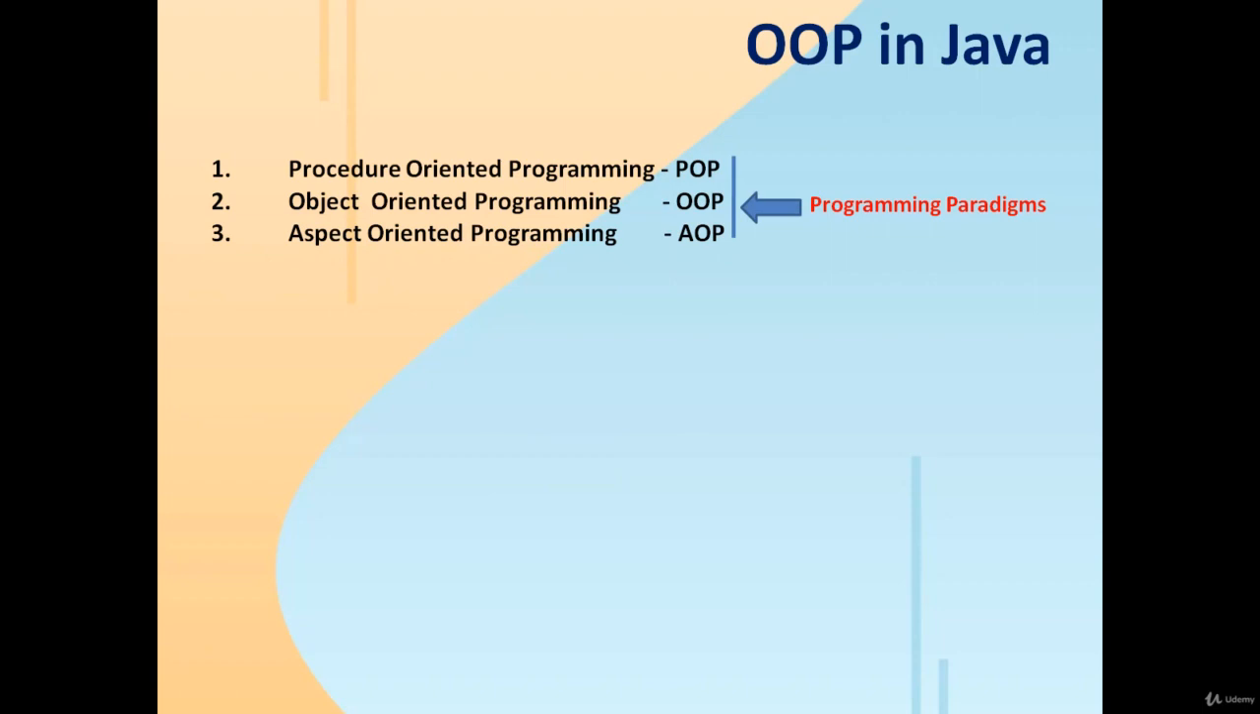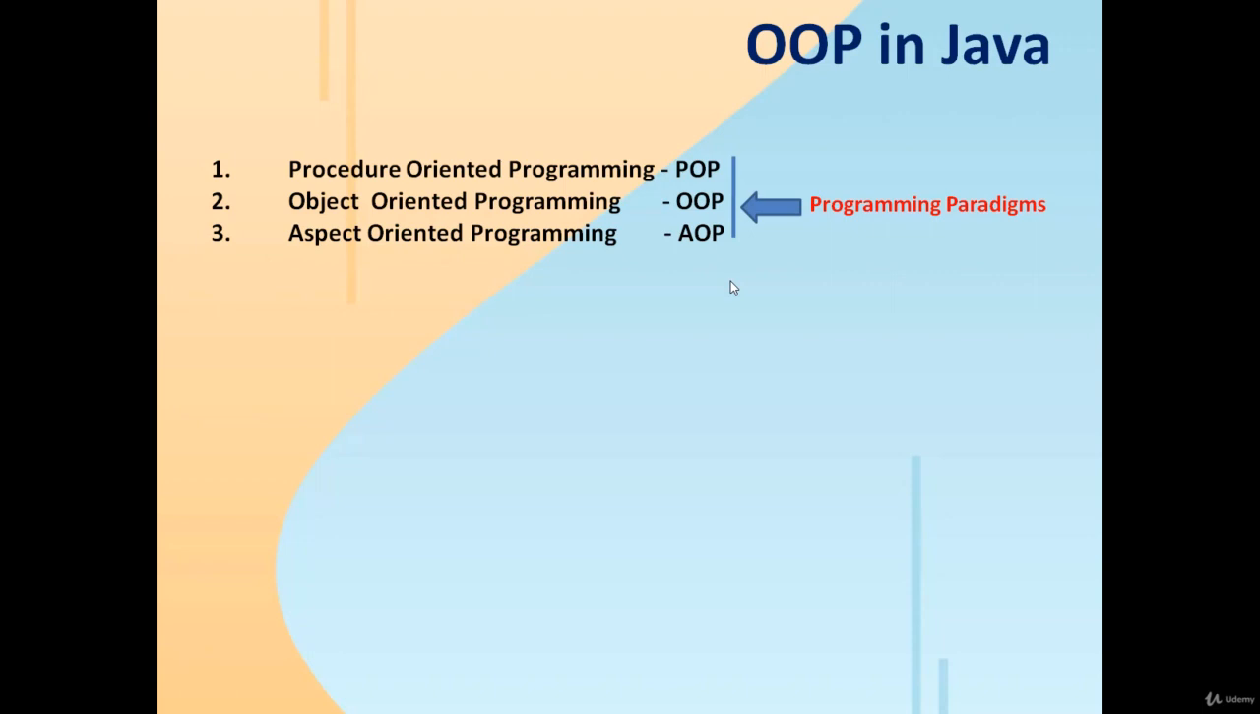It is a programming paradigm. It is nothing but how we can develop an application. So my requirement is I want to develop a project, a banking project. What methodology am I using? It may be either procedure oriented programming, POP, object oriented programming, OOP, or aspect oriented programming, AOP.